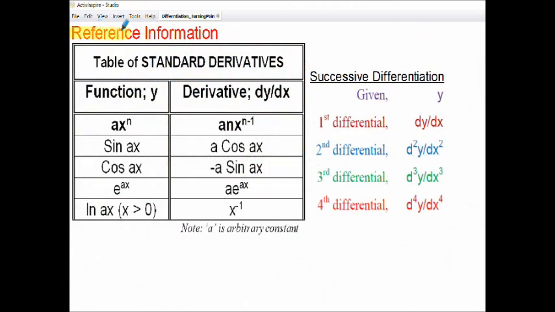Okay, some reference information here. This presentation assumes you understand how to find standard derivatives from a standard table, given a function of y, find dy by dx, and also to use successive differentiation. So given function y, we can differentiate it to find the first differential, dy by dx, or f dash x, and to find the second differential, d2y by dx squared, or f double dash x.